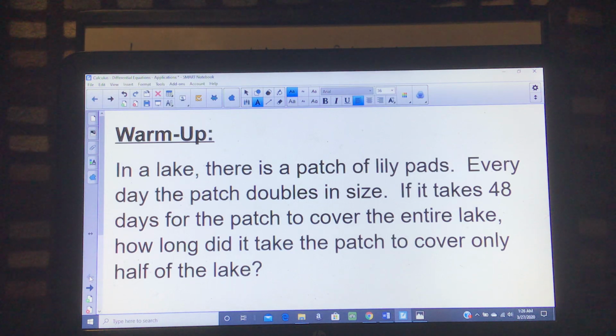Basically, it says in a lake, there's a patch of lily pads. Every day, the patch doubles in size. So you can picture there's a few of these pads covering the lake, and then it doubles, and then it doubles again, it doubles again. It says if it takes 48 days for the patch to cover the entire lake, so it grows large enough to cover the lake in 48 days, how long did it take the patch to cover only half the lake? So take a moment, think about it.